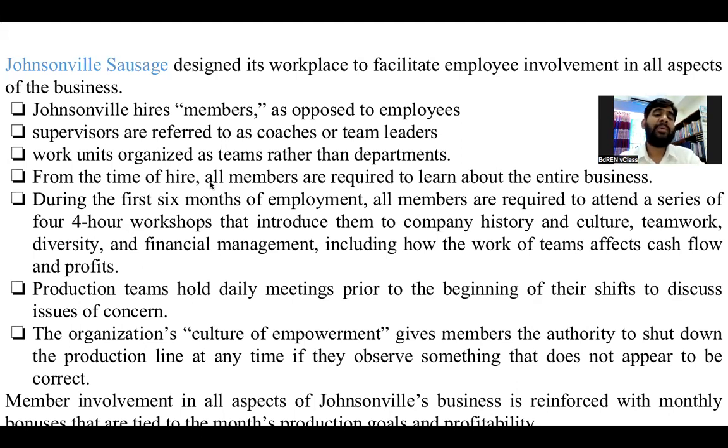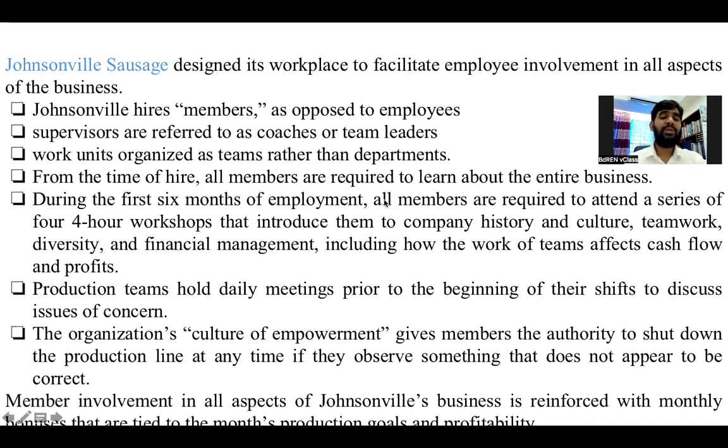And if you can remember that if you fail to work in a team, it means that you have a disease, and it is known as the management disease. So in today's world, other than departments, organizations use teams. The same approach was applied by Johnsonville Sausage. And from the time of hire, all members are required to learn about the entire business.